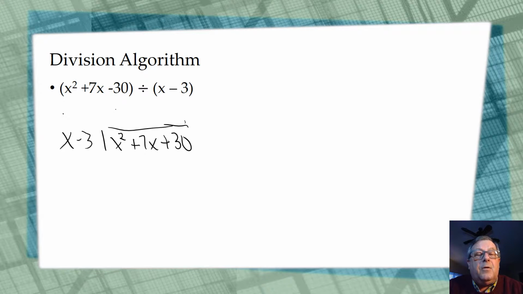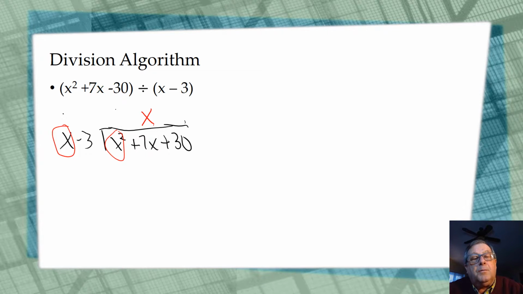Now, I've got this binomial I'm dividing into this polynomial, trinomial. But what I'm really concerned with is how many times will this x go into x squared? Well, x is going to go into x squared x times, and I want to keep myself in order. So I'm going to put my x right above that 7x.